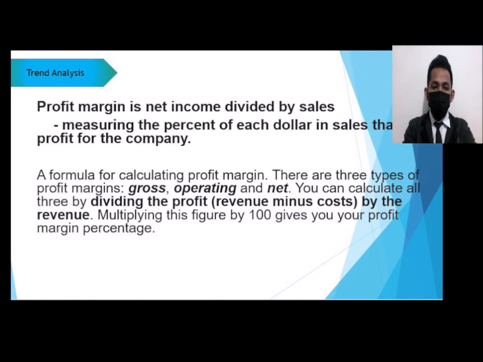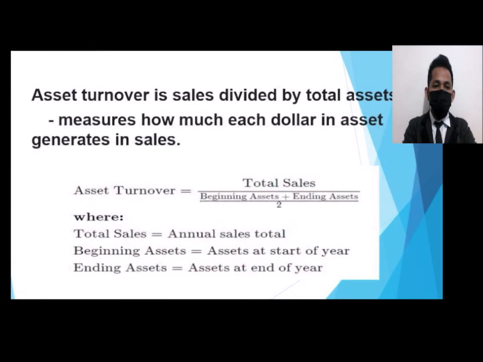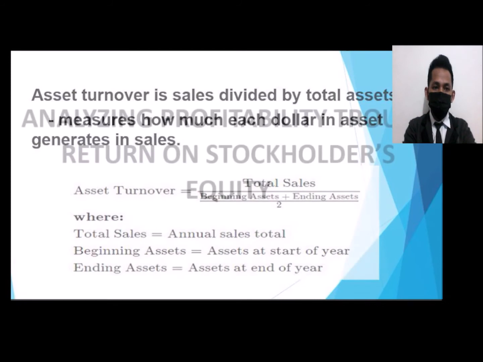It is the same as computing the profit margin, measuring the percent of each dollar in sales. The three types of profit margin are gross, operating and net. So Arlene Cortina already discussed that. So asset turnover is sales divided by total assets. It measures how much each dollar in assets generated in sales. So that is the formula for asset turnover: total sales divided by the beginning assets plus ending assets.